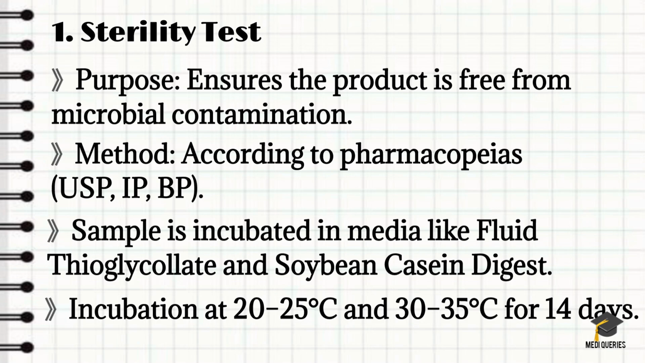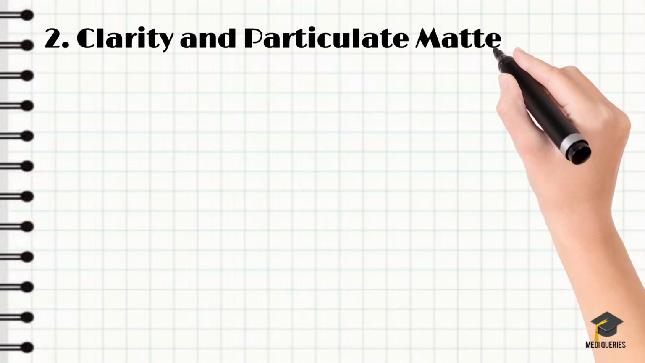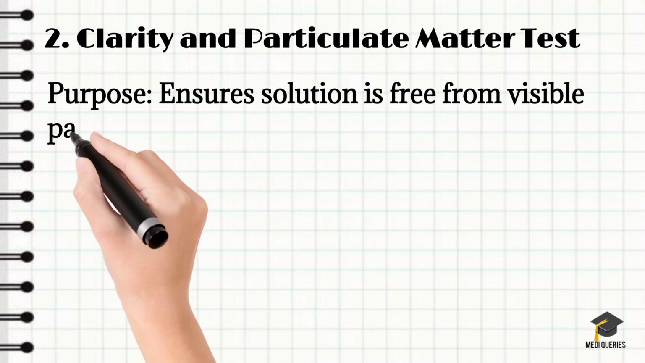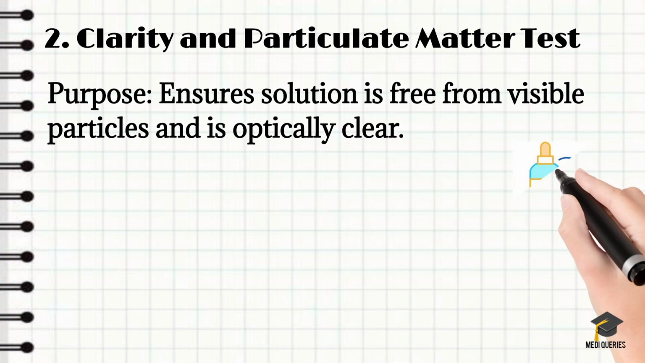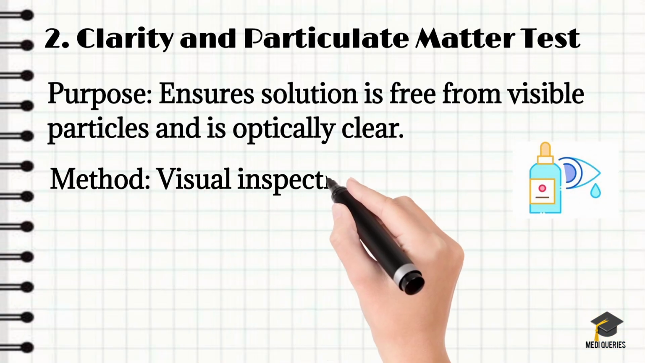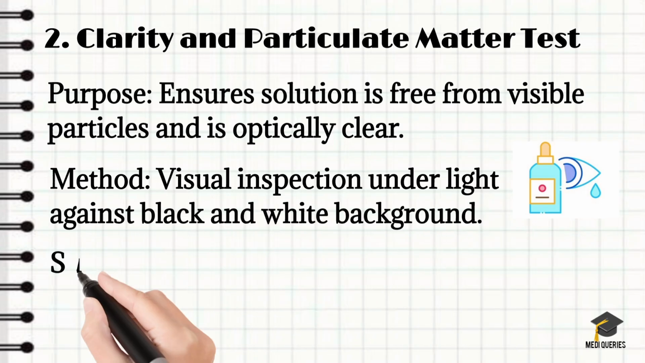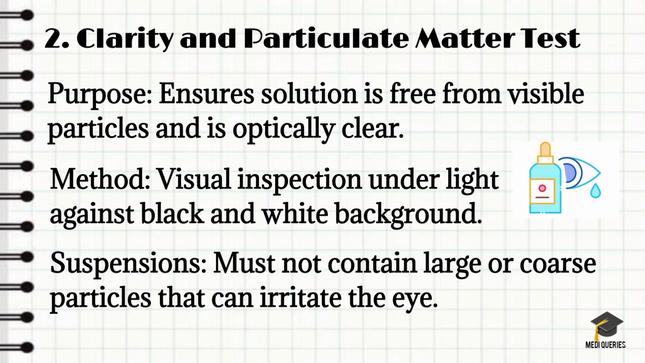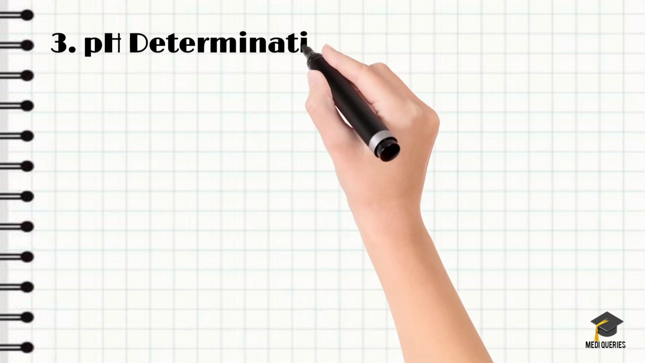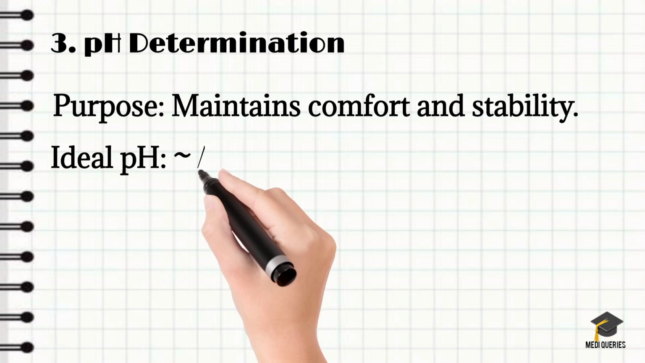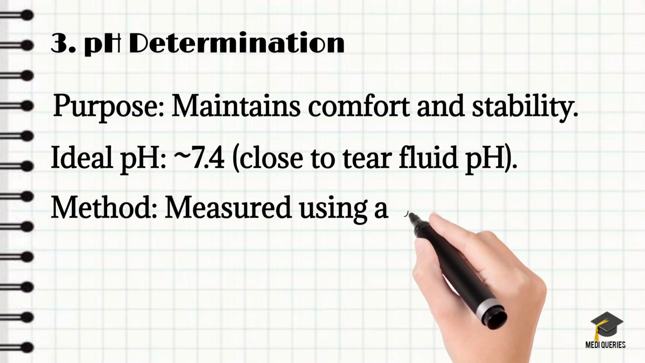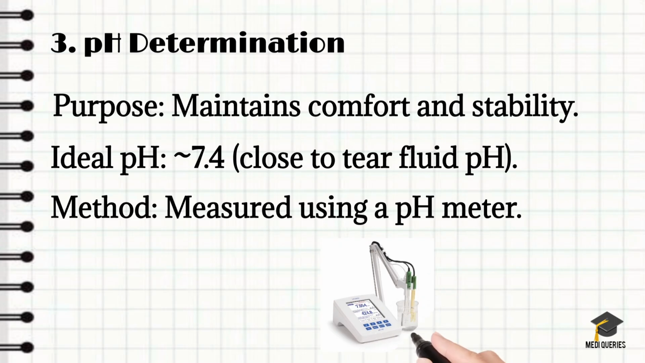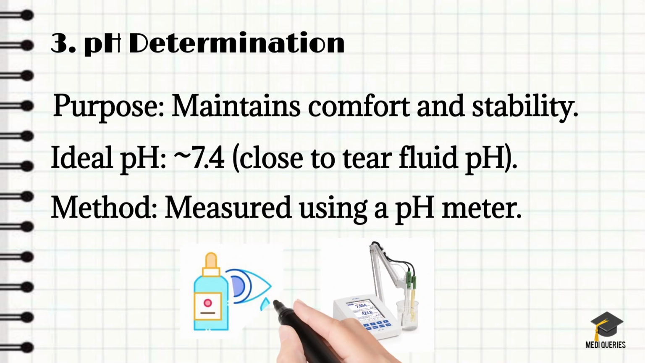Okay, and the next one is the clarity test. This is only for solutions, and it ensures the solution is free from visible particles, fibers, or turbidity. It is checked by visual inspection against black and white backgrounds. This indicates proper filtration and absence of contamination. And the next one is pH determination, which measures the pH of the product using a pH meter. The ideal range is 6.5 to 8.5, which ensures patient comfort and drug stability.